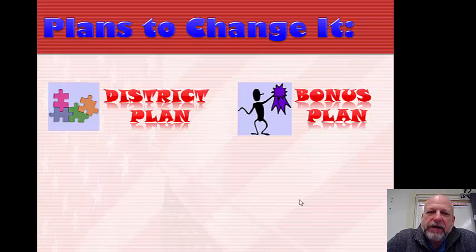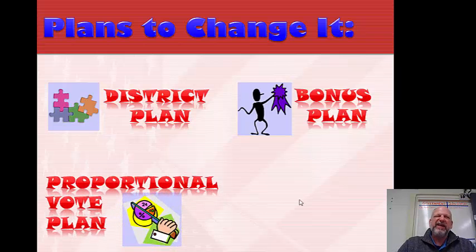Another plan to change it would be the bonus point plan or the bonus elector plan. In this plan, this would be revising the Electoral College to add 100 electors to make it, instead of 538, to make it 638, and give 100 electors to the candidate who wins the national popular vote, thus almost ensuring every single time whoever wins the popular vote gets to be the president.